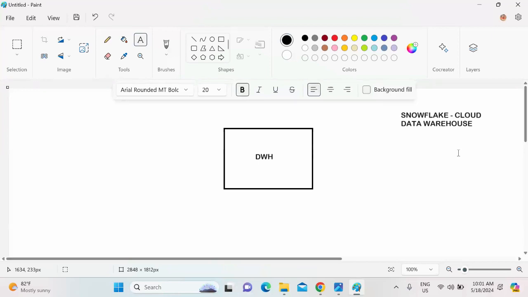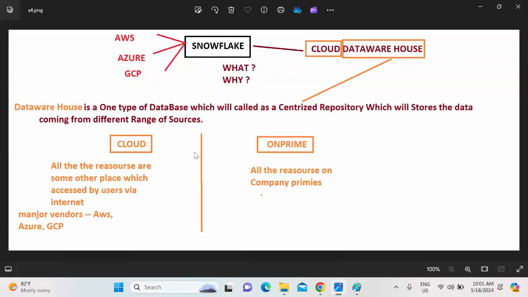Snowflake is a cloud data warehouse. I'm dividing these two words into two parts. One is cloud and the other one is data warehouse. I'm just talking about data warehouse first. What is a data warehouse? A data warehouse is nothing but one type of database, which acts as a centralized repository that will store the data coming from different range of sources.